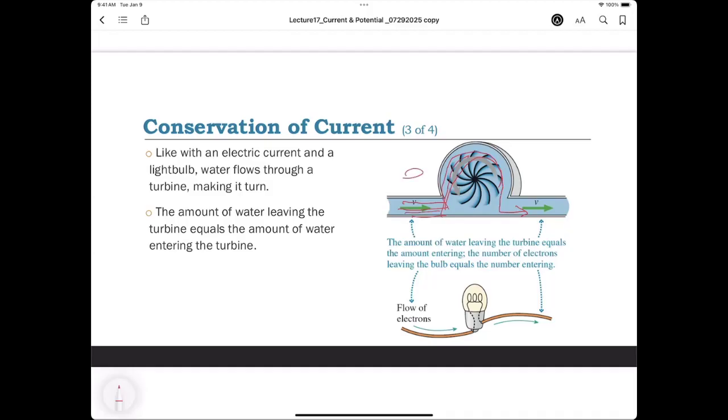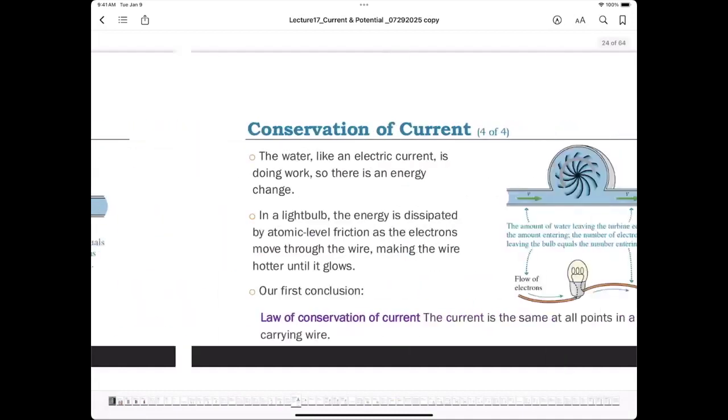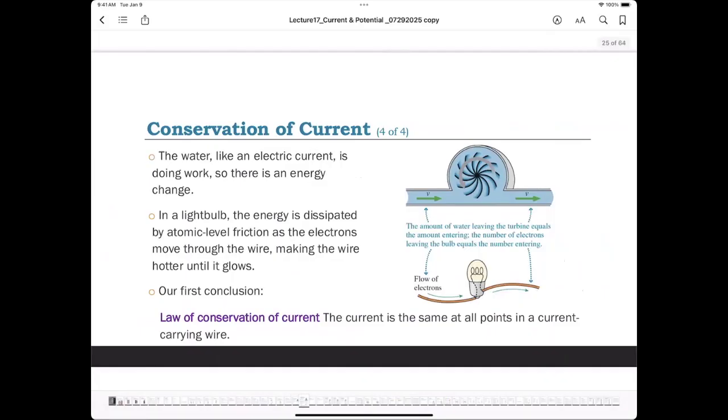This is the flow of water, and this is the flow of electrons. The amount of water leaving the turbine equals the amount entering. Similarly, the number of electrons leaving the bulb equals the number entering. This is just like the conservation of current. The water, like an electric current, is doing work, making the turbine run, so there is an energy change.